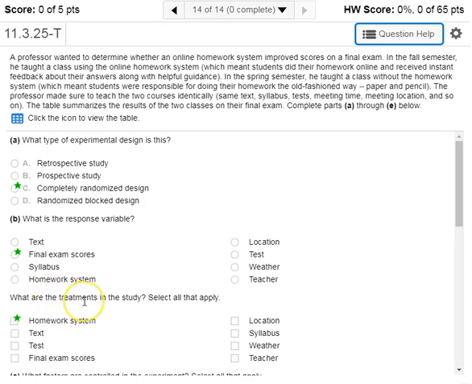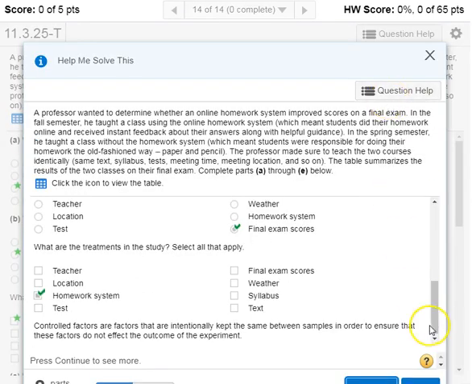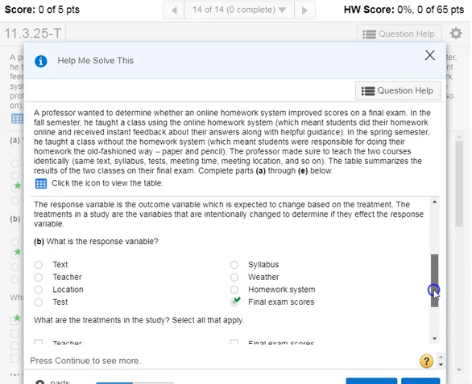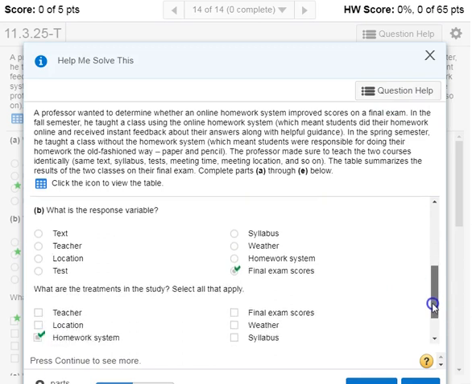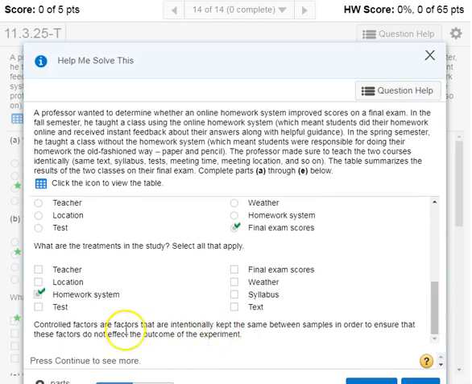And our treatment then is what are we changing along the way to try to measure if that change has any effect on the response variable. And what we change here is the homework system. One time it's online homework and the other time it's traditional paper pencil. And again, in question help, you can get a nice refresher on what response variables are, treatments, and the next one we're talking about, which is controlled factors.